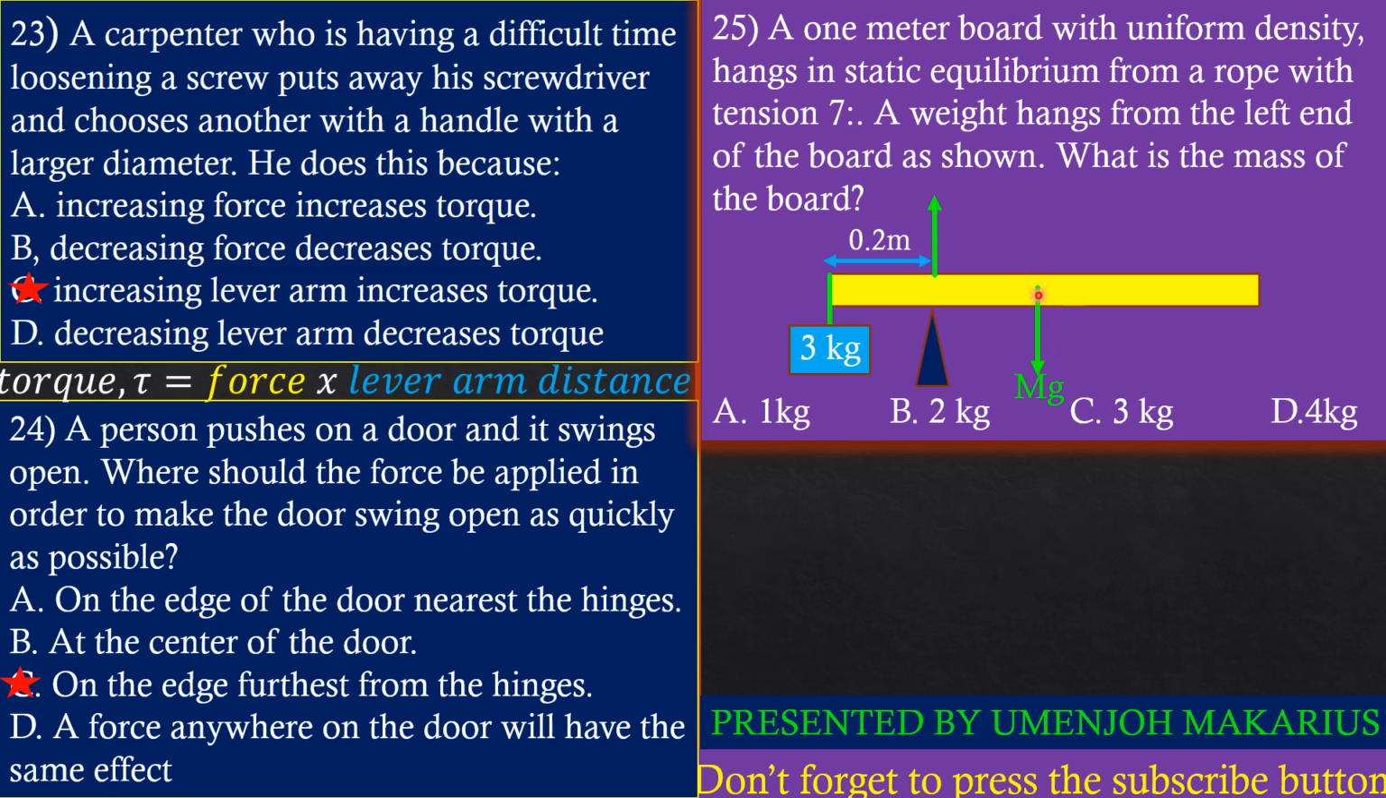Now, guys, since the weight partitions the board into two equal parts, this distance indicated here has to be 0.5 meters. Since the question told us that it has a length of 1 meter, this side has to be 0.5. And if this is 0.2, this must be 0.3, so that the sum gives us 0.5. Adding this gives us 1 meter. Okay. Now, guys, at this point, we are ready to take moments.